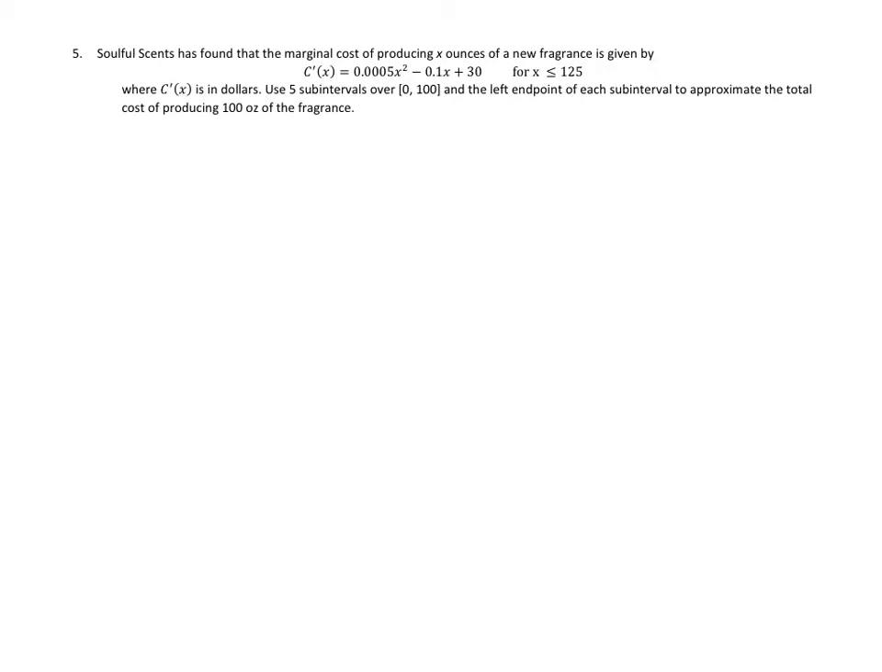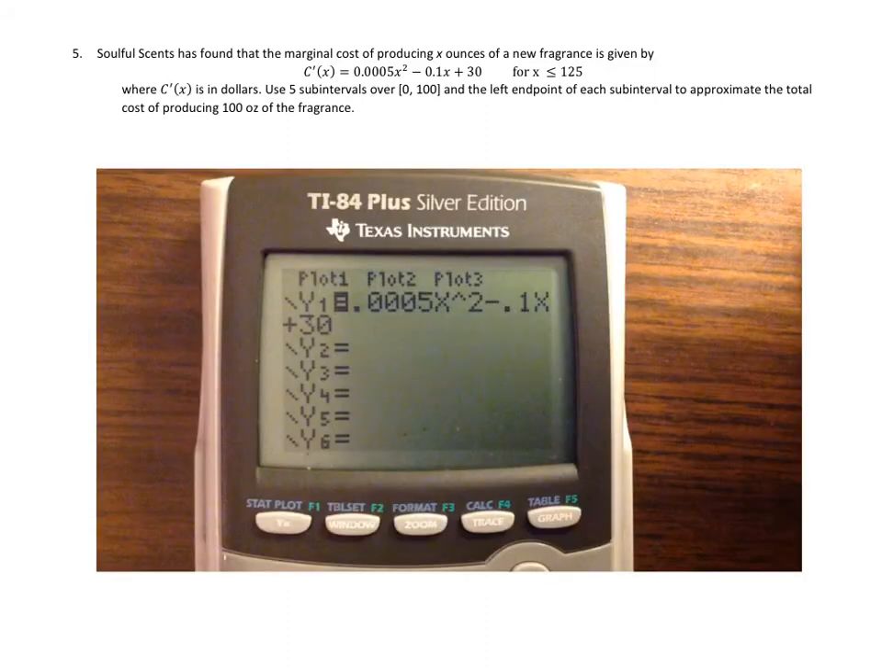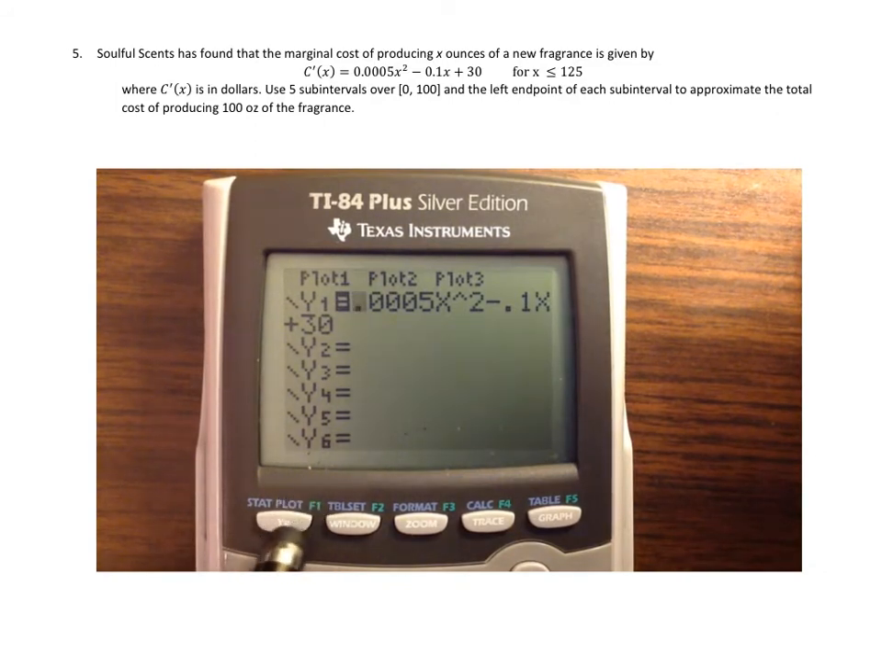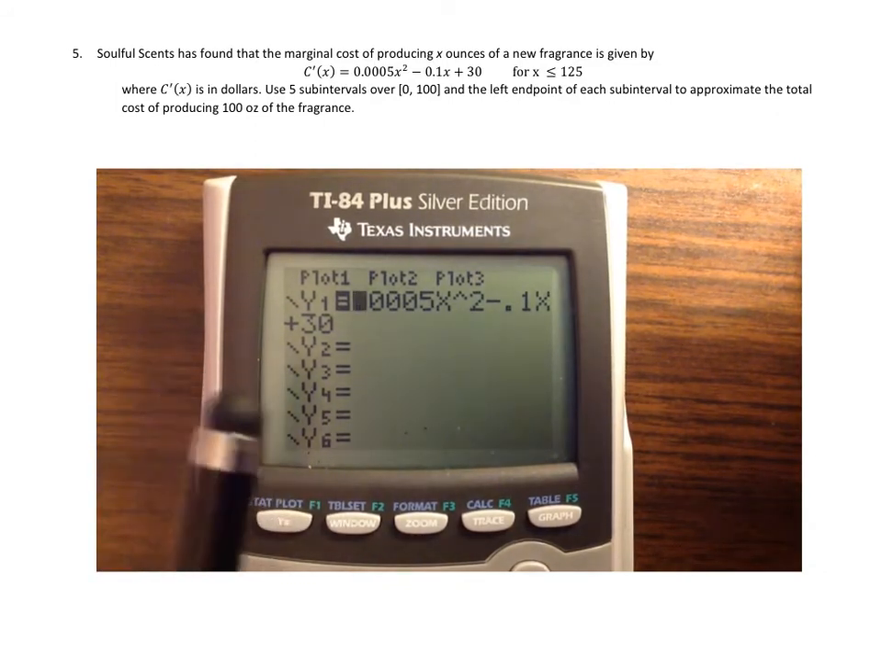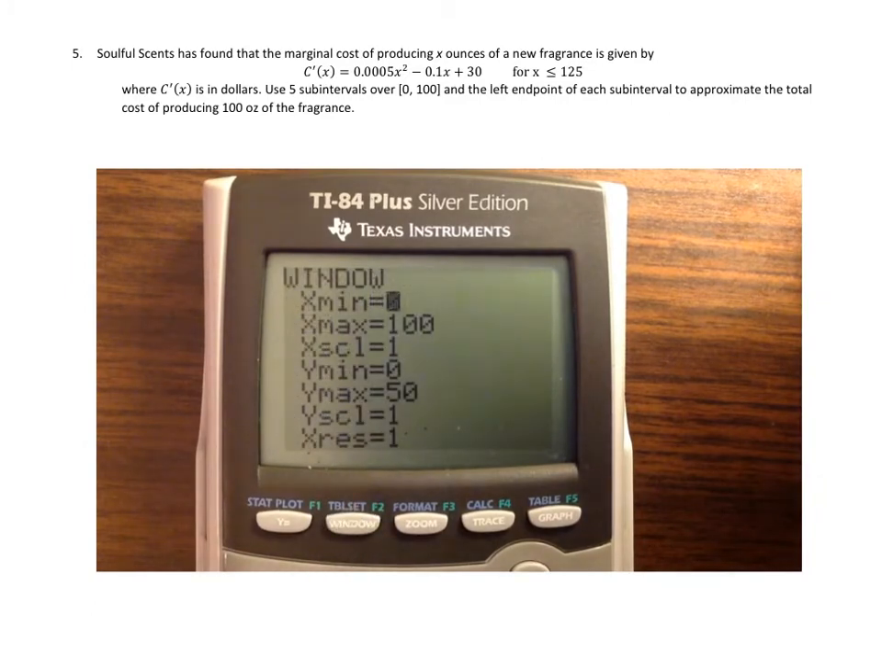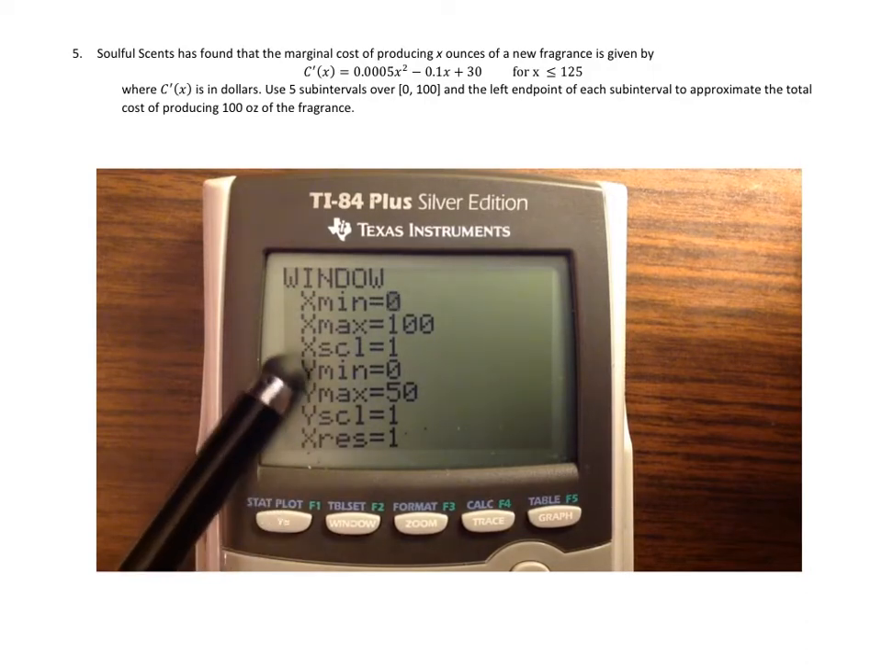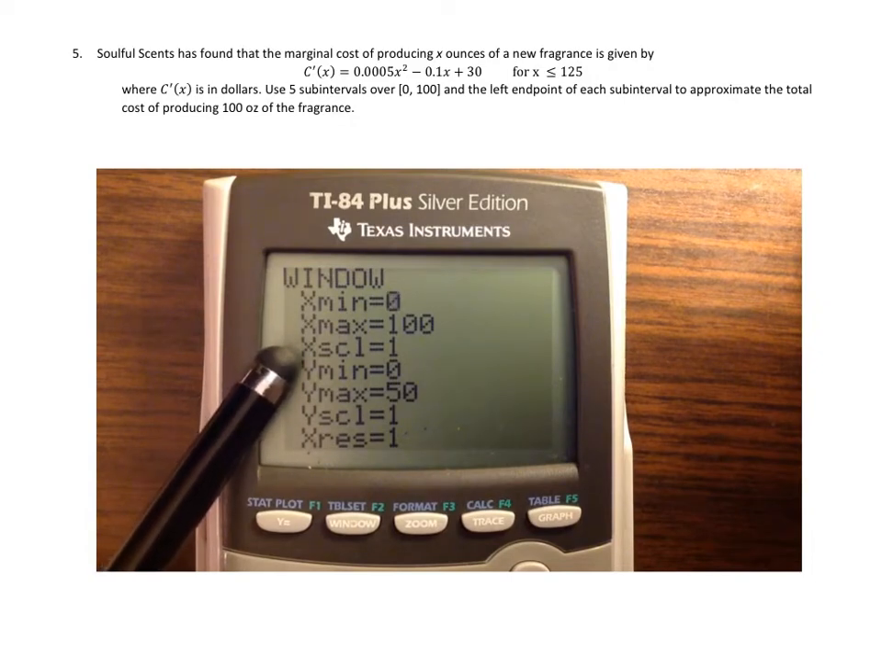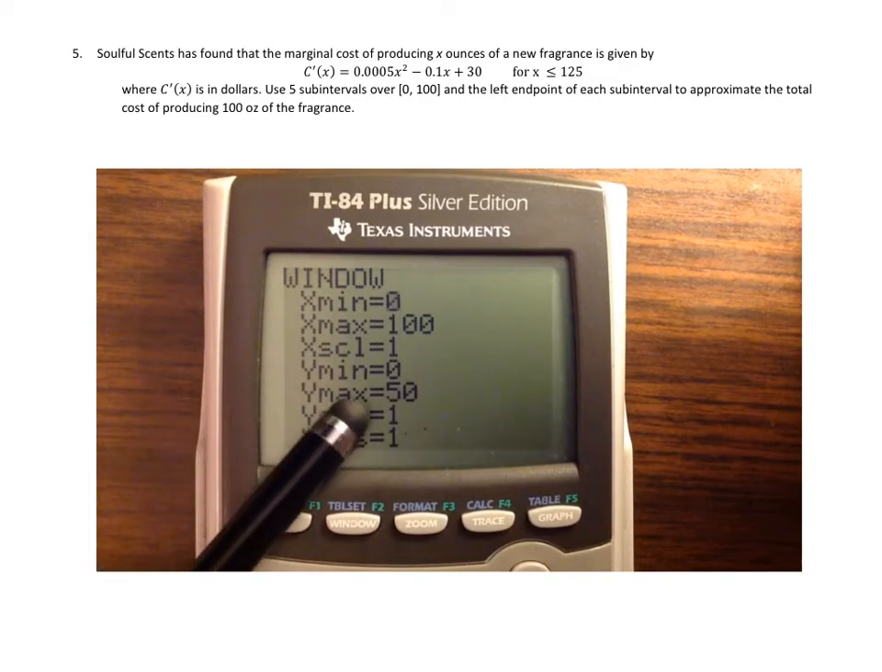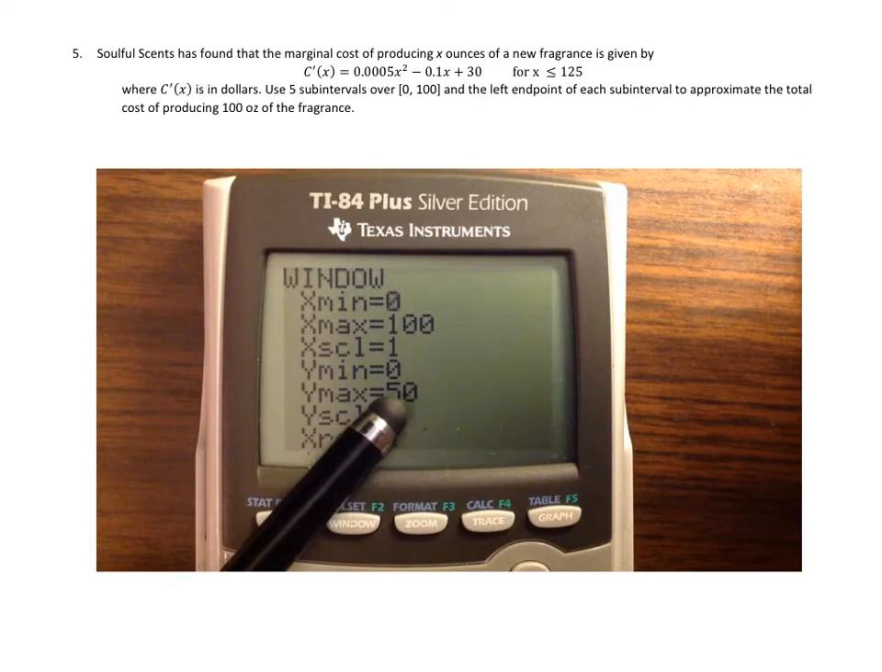Let's begin by graphing this function C prime of x in our graphing calculator to get an idea of what the function looks like. So in our graphing calculator, we're going to select y equals and then enter our function under y1. Next, we need to set our window. We're interested in approximating the area under the curve over the interval 0 to 100, so I've selected x min to be 0 and x max to be 100. Also, after taking a look at the graph, I found that by setting our y max to be 50, we're able to get a good picture of the graph.